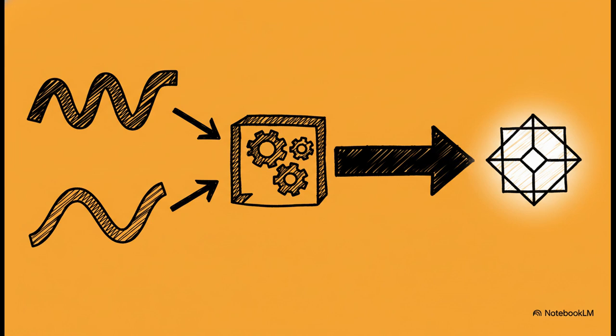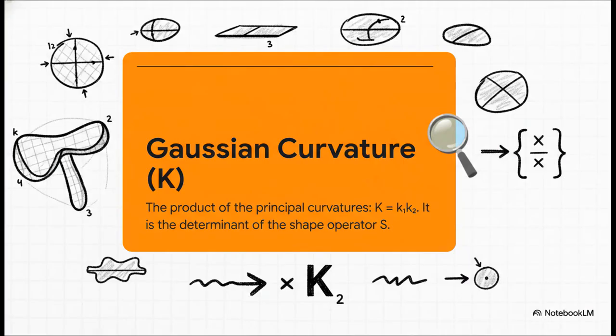So with just these two numbers, K1 and K2, we can now cook up a single, ridiculously powerful number that tells the whole story of the surface's shape, right there at that point. And this is the famous Gaussian curvature, written as a capital K. And it's shockingly simple. It's just the product of the two principal curvatures. You just multiply them. K1 times K2. That's it. It also happens to be the determinant of the shape operator matrix. This one little number tells you, well, pretty much everything about the local shape.